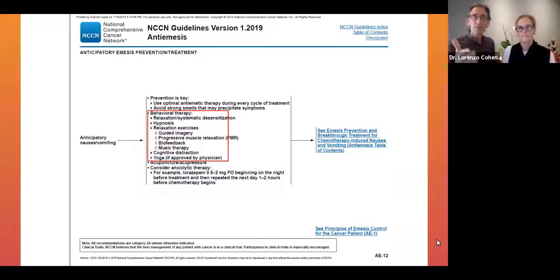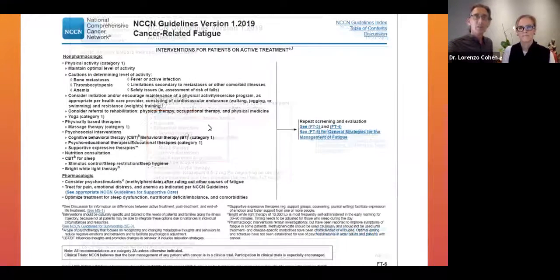So these are guidelines from the National Comprehensive Cancer Network, made up of all the top cancer centers in the country, including MD Anderson. And you can see here for controlling nausea, a number of different interventions, including yoga, relaxation exercises, hypnosis, systematic desensitization.